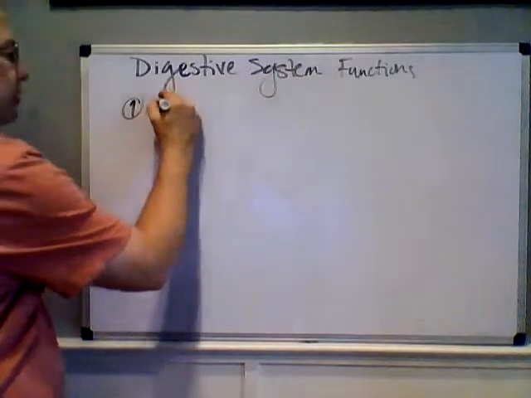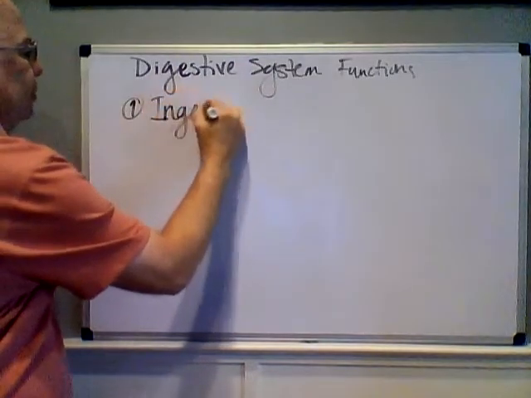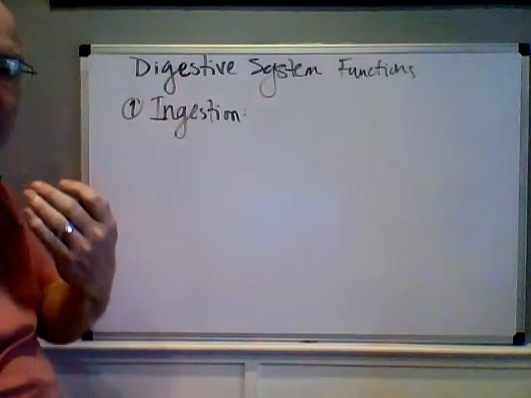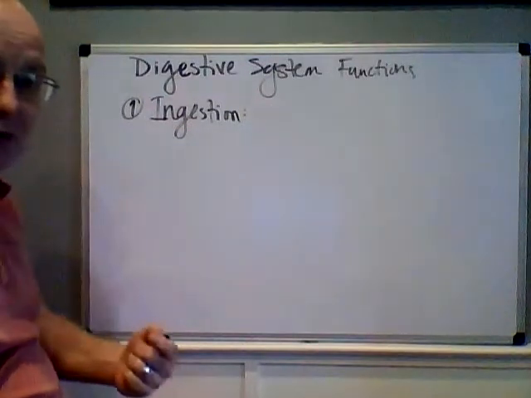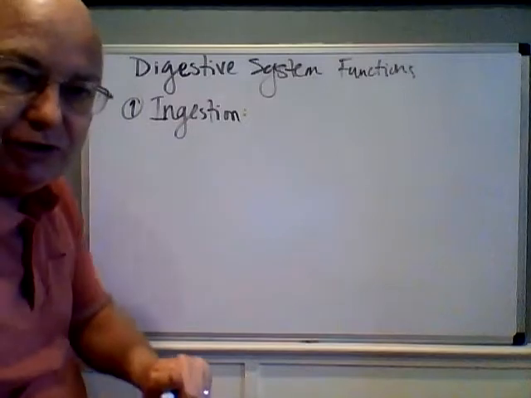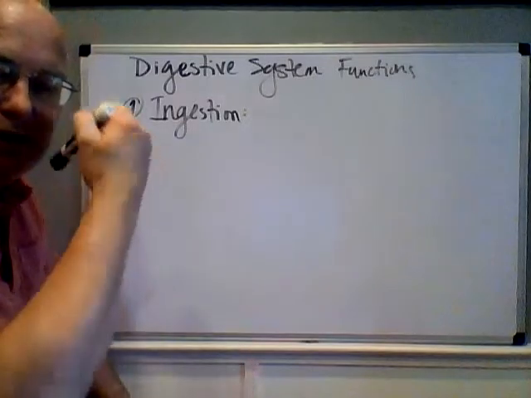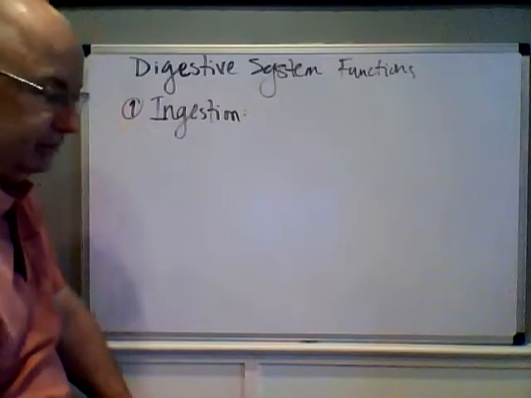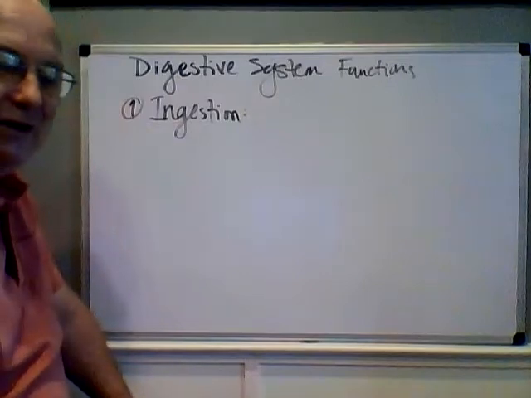So the first major function in the digestive system is ingestion. And that's just getting food into the tract. It's taking stuff in. You have 2 openings, but the way the digestive system is set up, you can only cram stuff in one end if you want it to traverse through. If not, try the other end. It doesn't work that way.